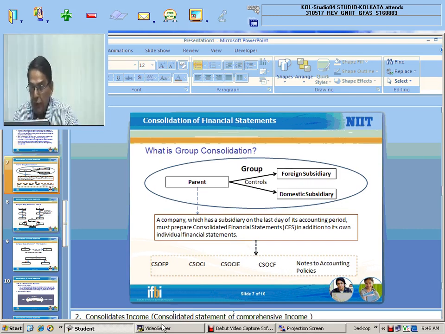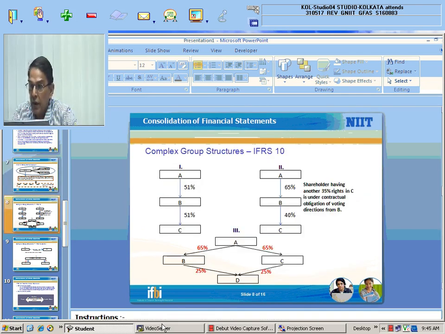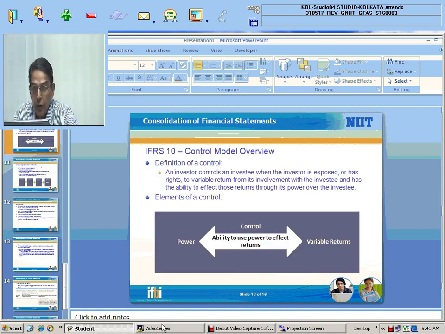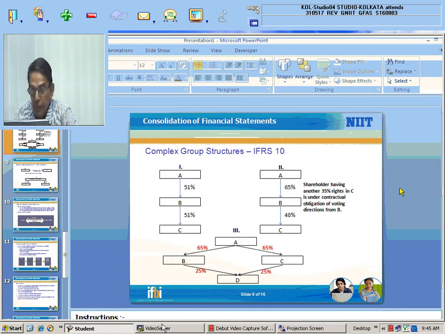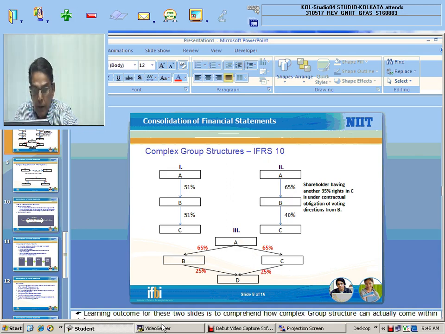So we will now look at some of the complex group structures to understand basically the parent-subsidiary relationship, and what we mean by a group. Let's look at the first example. Sometimes group structure can be very complex. As per the definition of IFRS 10, we have to look at the various kinds of group structures. Let's see the first example.